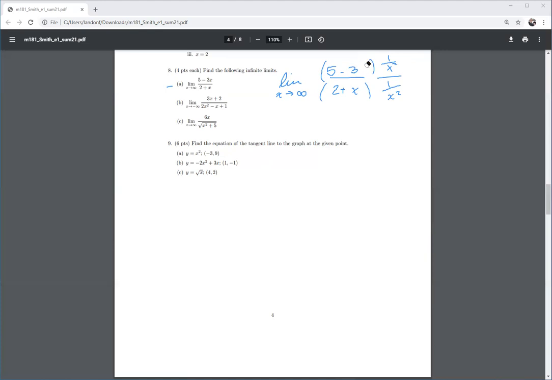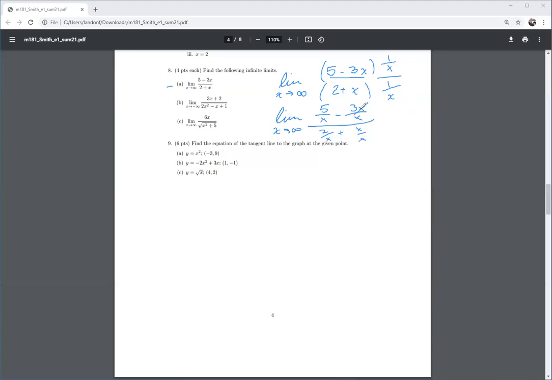Let's see if I can not erase the whole thing. There we go. Yeah, so since 1 is our highest power, we multiply by 1 over x and then another 1 over x, and then we just distribute that in. So then distribute, so 5 over x minus 3x over x, right? And the denominator becomes 2 over x plus x over x. And we can just simplify, right?